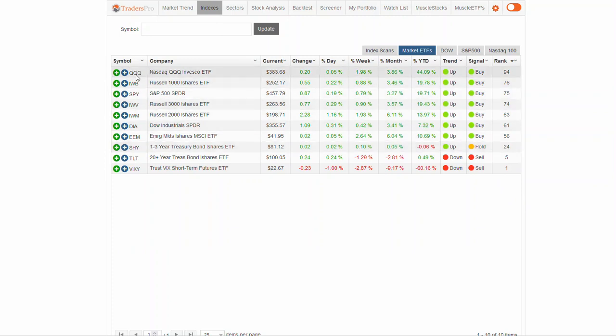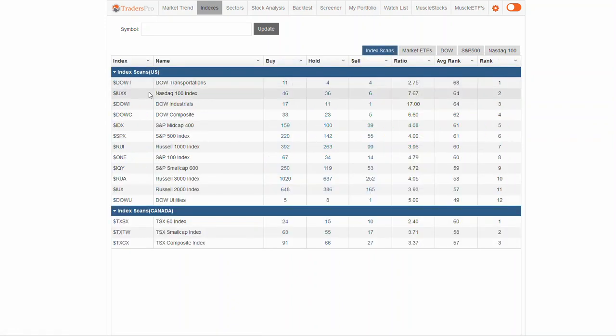So we know that tech, which is the Qs, has been a leader year to date, up 44%. The Russell 1000, 2000, and 3000, all small and mid cap stocks, have also done really well in terms of the overall percentage. Just a quick glance at that, and then also the index scan here.